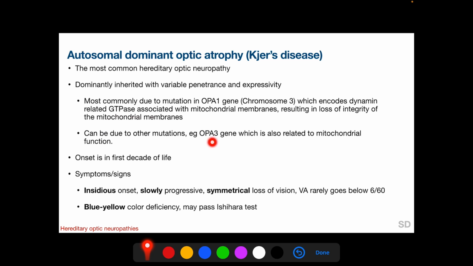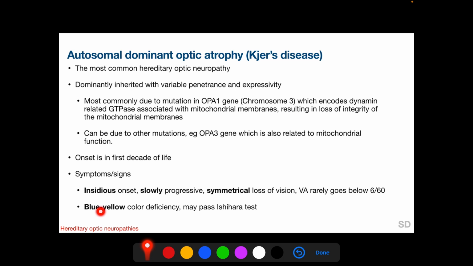OPA3 gene has also been identified, and it is also related to mitochondrial function. Onset is earlier, in the first decade of life. ADOA has insidious onset, a slowly progressive clinical course, and symmetrical loss of vision in either eye, and the visual acuity rarely goes below 6/60. So in contrast to LHON, which has a sudden severe loss of vision and a sequential loss of vision in either eye.